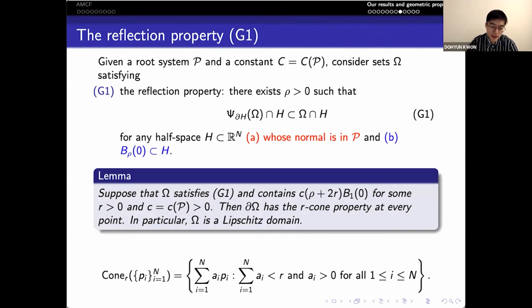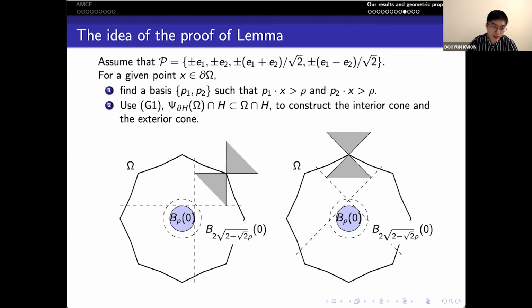This can hold in general, not specifically for the mean curvature flow, but as long as we know that this set satisfies G1 and also contains some big ball, we can show that this set has the Aaron property. Here it means that we have interior ball and also exterior ball at every point on the boundary. So in particular, omega is a Lipschitz domain. So the proof is actually not hard, but let me just explain the main idea.